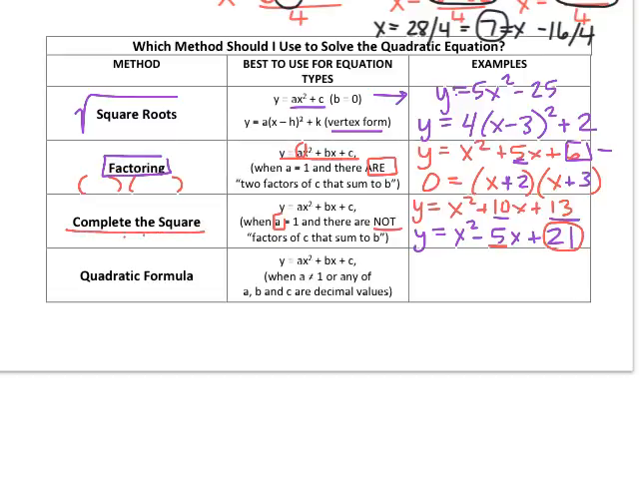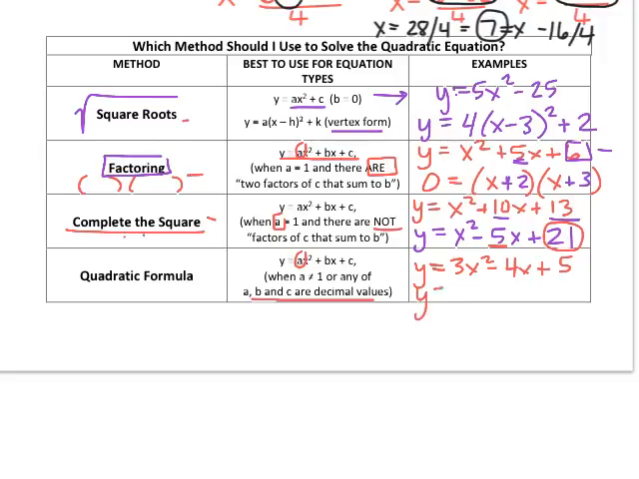And you would want to use the quadratic formula when a does not equal 1. Okay, a does not equal 1 means that there's a value in front of the x squared that is something other than 1. So for example, 3x squared minus 4x plus 5. Or if a, b, and c are decimal values, you definitely don't want to try to deal with completing the square or factoring or square roots if you have decimal values.